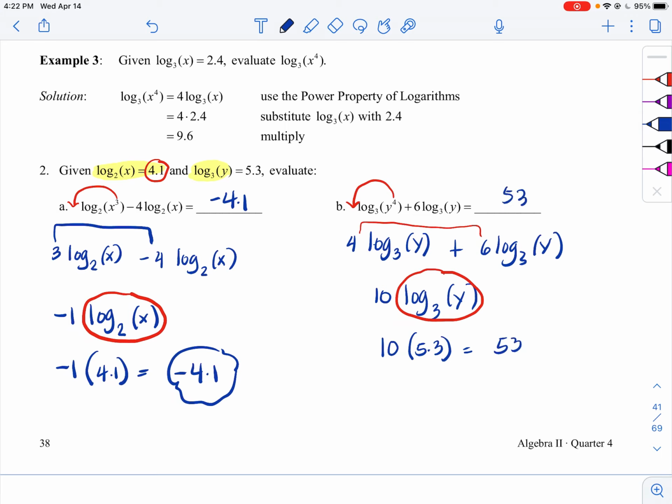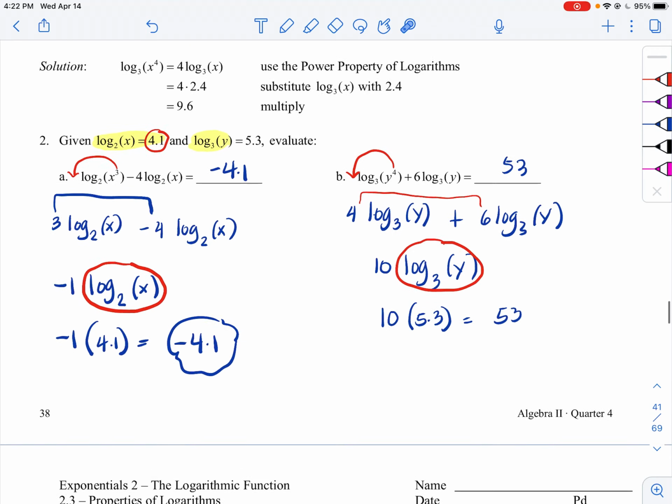So, Miss, how did you know that this log with a base of 3 of y is equal to 5.3? It was given in the problem. Like, Miss, how do you know that log with a base of 2 of x is equal to 4.1? It was given in the problem already. Okay? All right, moving on.